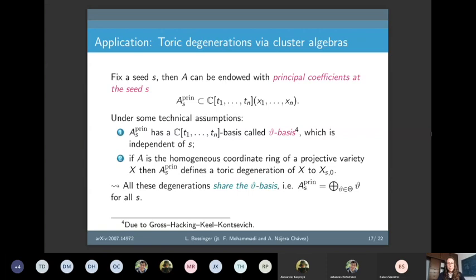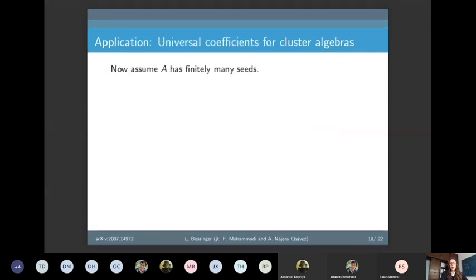Okay, so in cluster algebras, the concept of principal coefficients is quite essential, quite famous, but there is another set of coefficients that you can endow a cluster algebra with that has, at least for me, even more interesting properties, and these are called the universal coefficients. I will now assume that my algebra A has only finitely many seeds, and this is to avoid technicalities in the construction of the universal coefficients, as you will understand in just a minute.